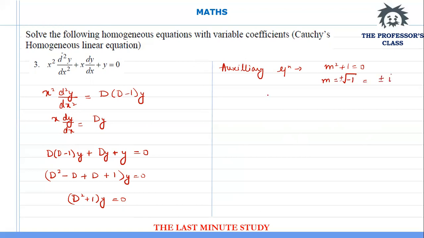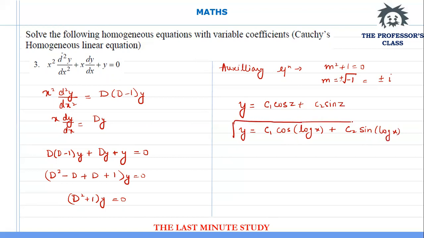Now, when we have the roots in terms of i, the equation that we get is in terms of trigonometric functions. So the final answer of y will be in terms of c1 cos of z plus c2 sine of z. Now we know the value of z. The z is equal to log of x. So the answer that you'll be getting is y equals c1 cos log x plus c2 sine log x. So this will be your final answer for this question.